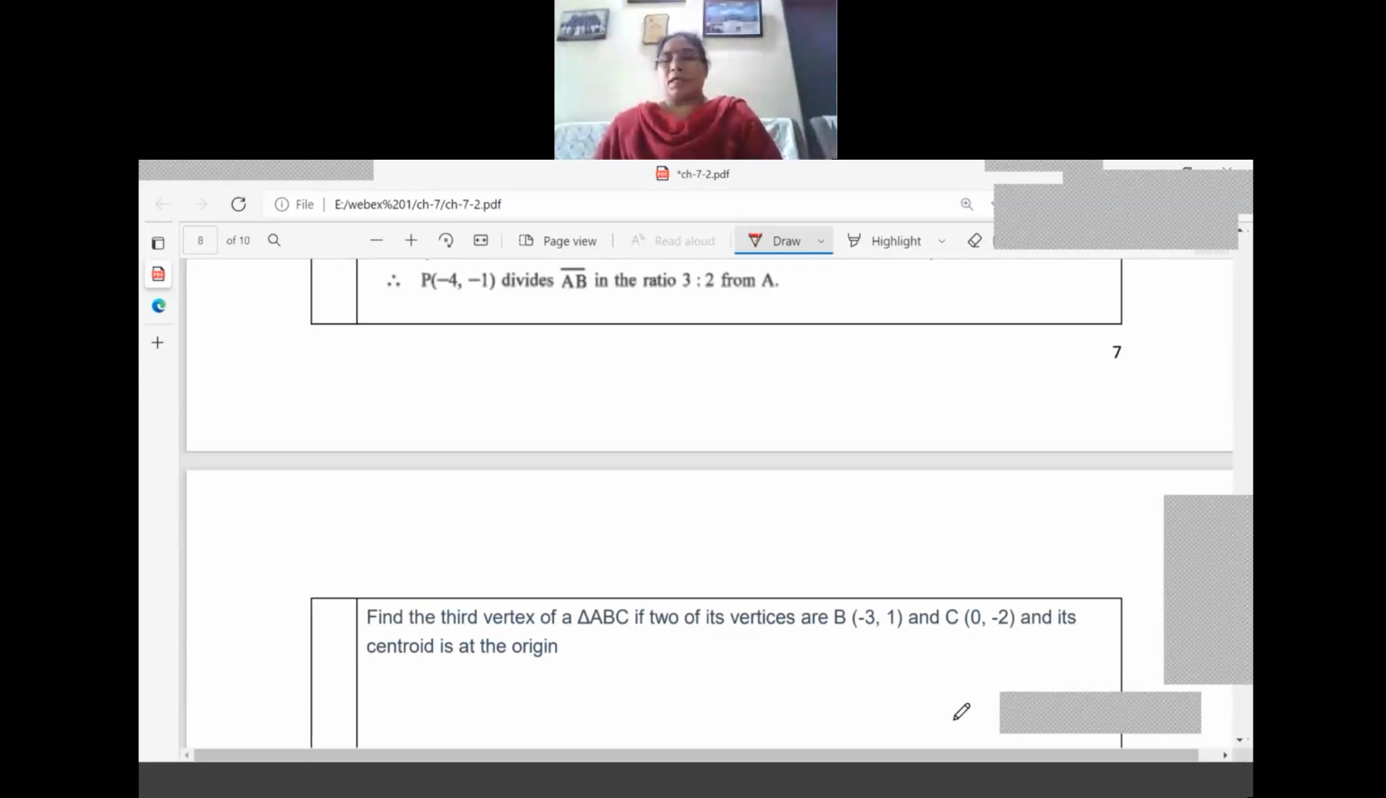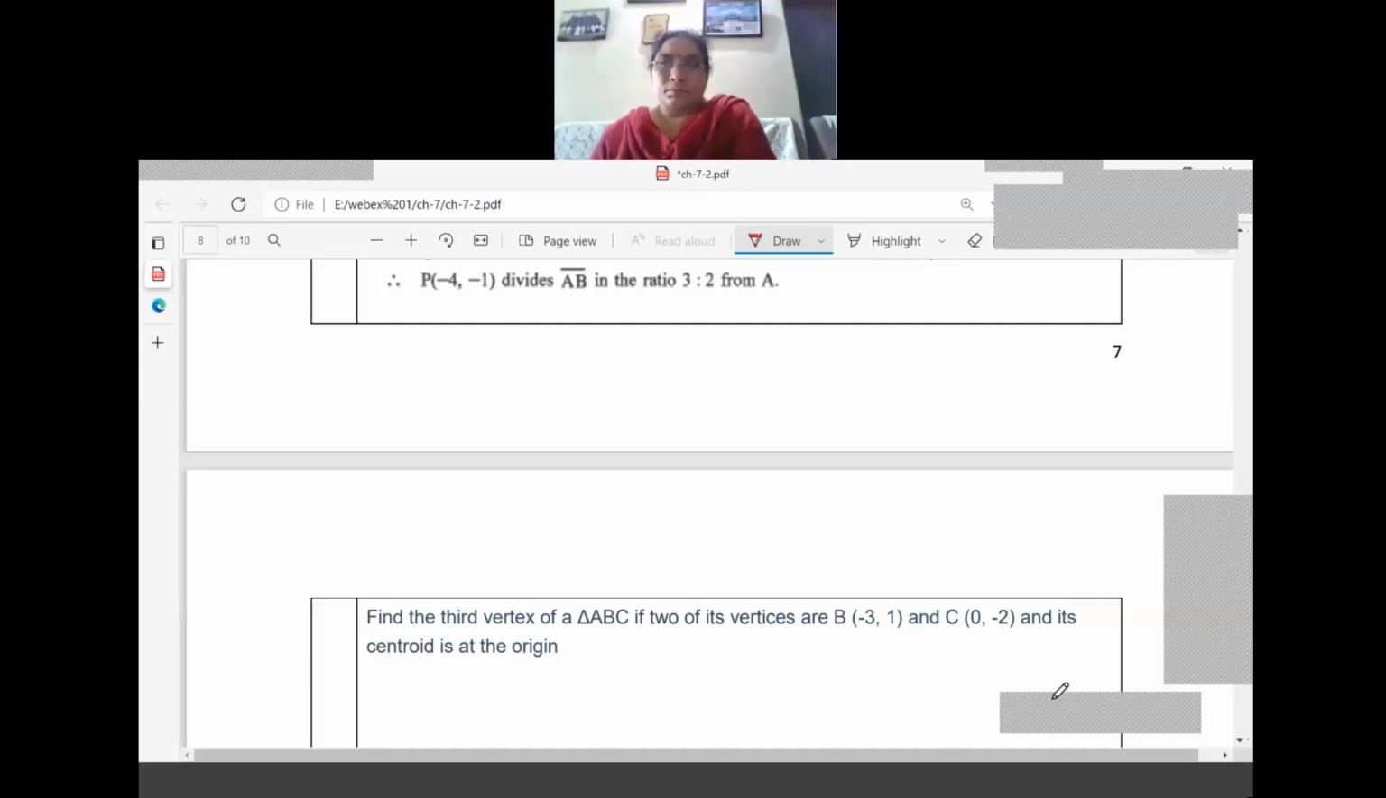Find the third vertex of a triangle ABC, if two vertices are B (-3, 1), C (0, -2), and the centroid is the origin. All of you try. The centroid formula is given to you. This time the centroid is the origin, and two coordinates are given. One coordinate is being asked, the coordinates of A.